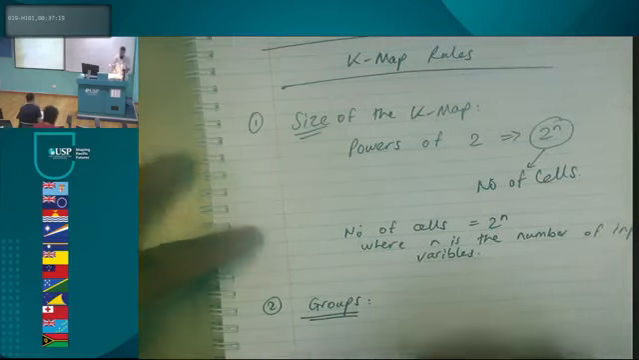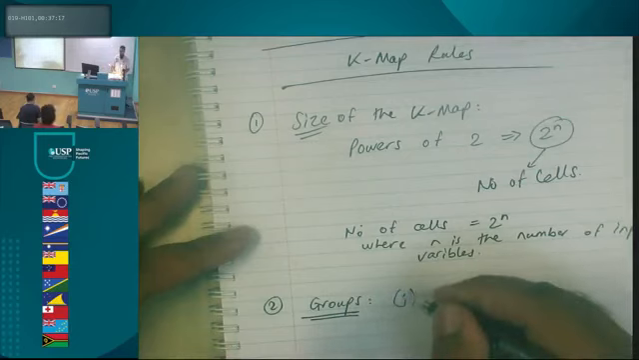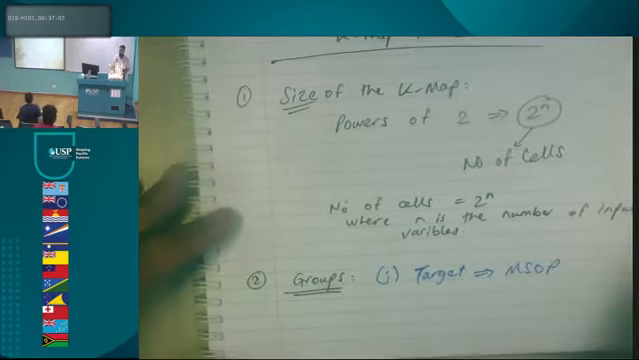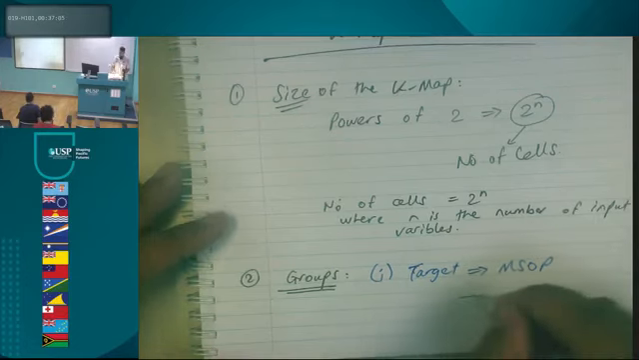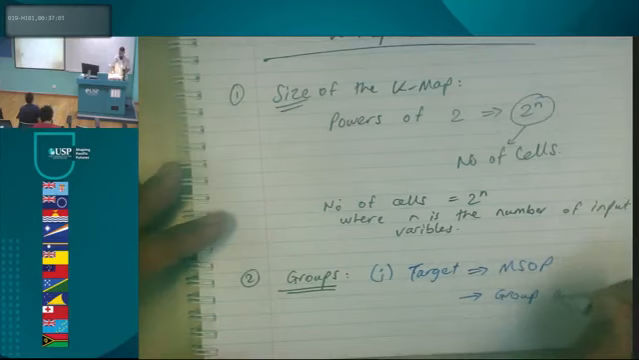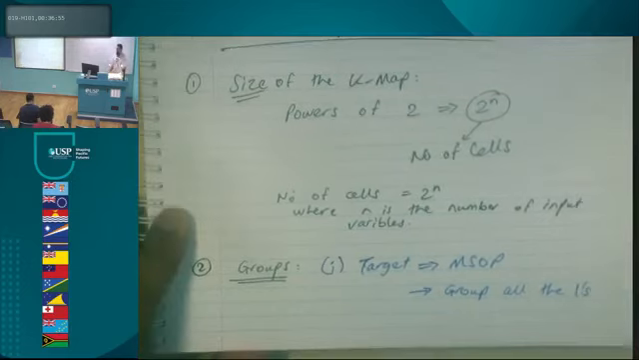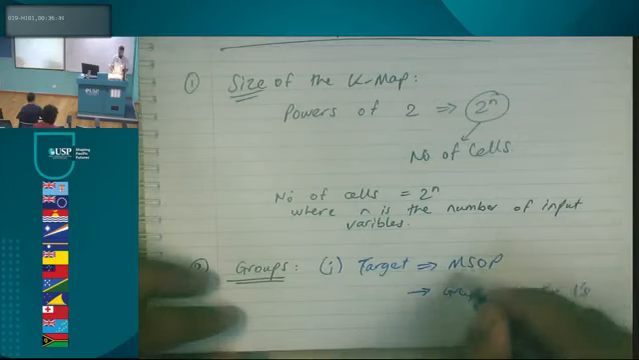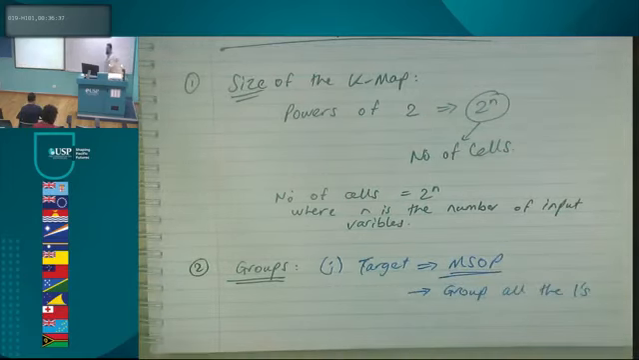Now, number two, let's talk about the groups. The first thing: if your target is to get the minimum sum of products, then you have to group all the ones. So at the end of the exercise, all the ones must be covered. You can't leave a one uncovered. It has to be grouped. All ones have to be grouped. So that's the target if you want to get the minimum sum of products.